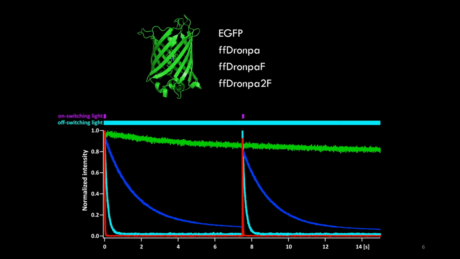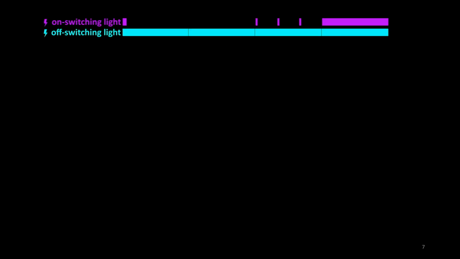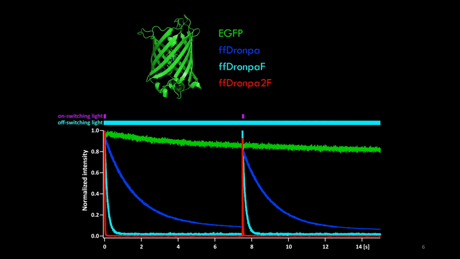So we picked 4 fluorescent proteins that are green: EGFP, FF-DROMPA, FF-DROMPA, FF-DROMPA2F, they are all green. And if you follow me now, the EGFP is the green one, and when we expose it to the violet light, we will turn it on, and then with the cyan light, we will turn them off. And the EGFP is stable, it's not decreasing its fluorescence intensity, it's not blinking. The FF-DROMPA, which is the dark blue, it's getting turned off. FF-DROMPA FF is the cyan blue, and FF-DROMPA2F is our fastest switcher. And you can see that they have different kinetics, they have different dynamics, you can turn them on and off with different kinetics.